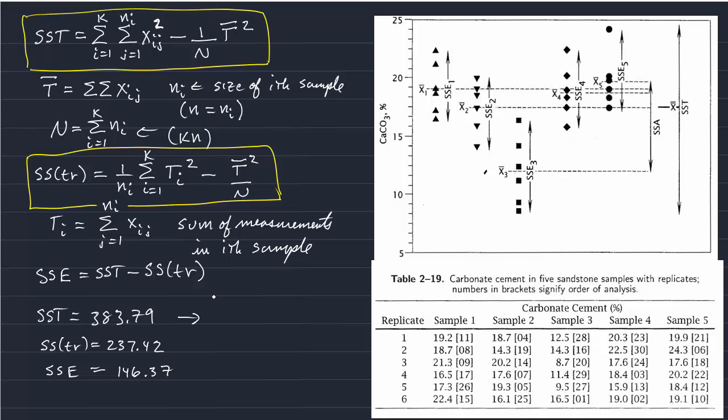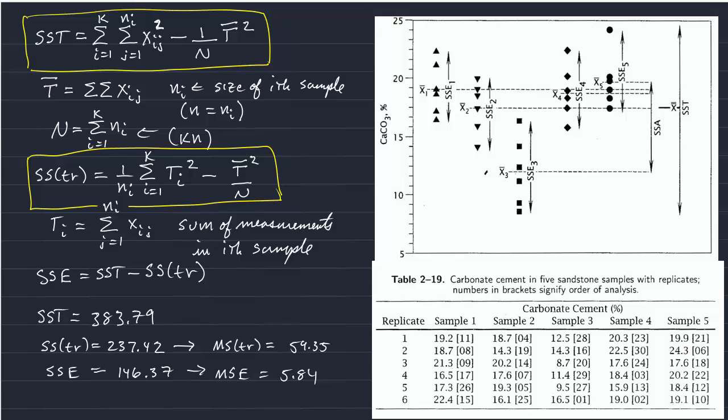And then the mean square associated with the squared deviations between the sample means is equal to 59.35, and MSE is equal to 5.84.